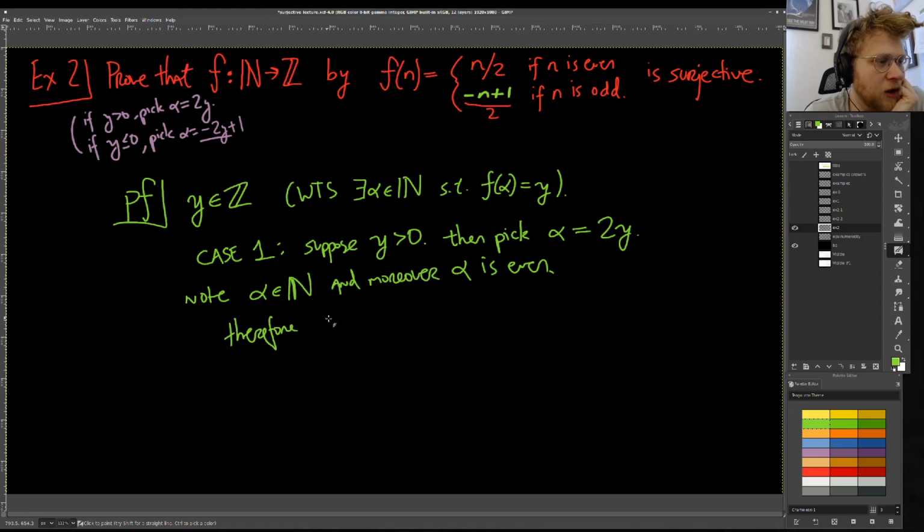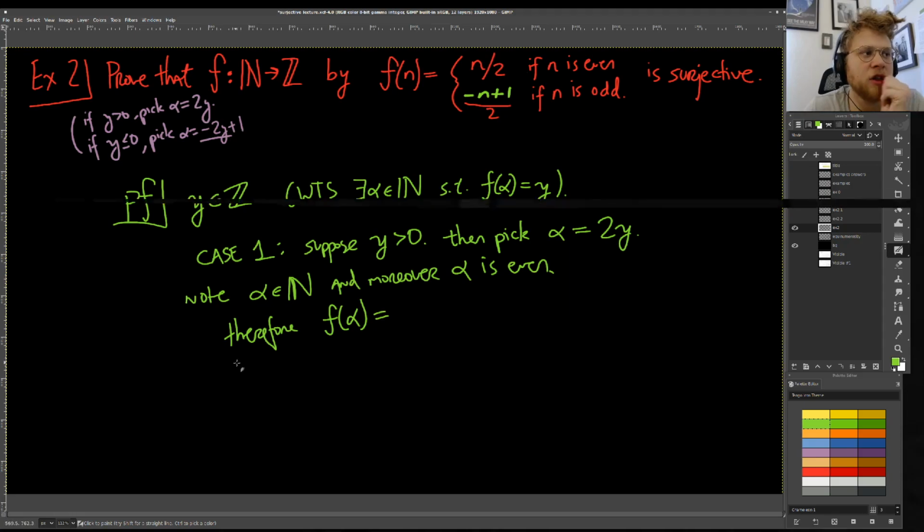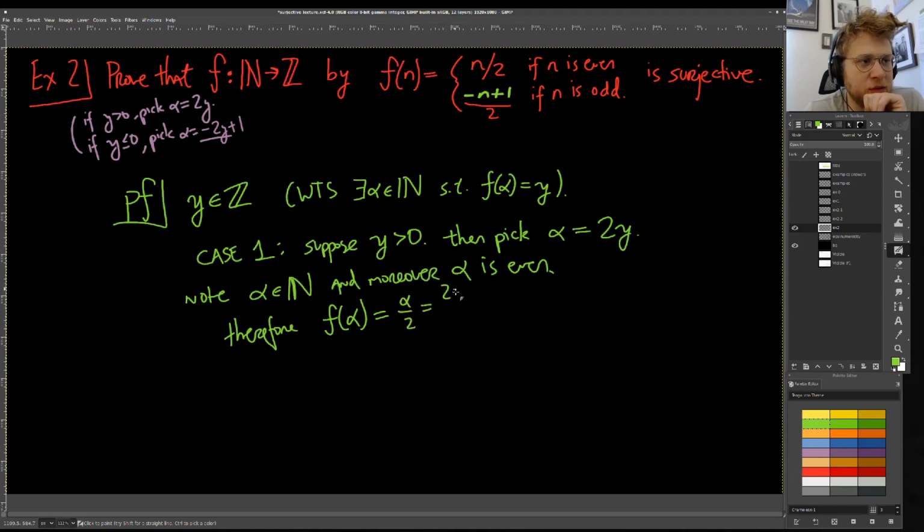Therefore, f of alpha, and all that's left in this part is we just say, okay, well, when I plug it in, I do get the value of y that I want. So because it's even, we have to use this first case. So we've got alpha divided by 2. Of course, because alpha equals 2y, it's 2y divided by 2 equals y, as desired.